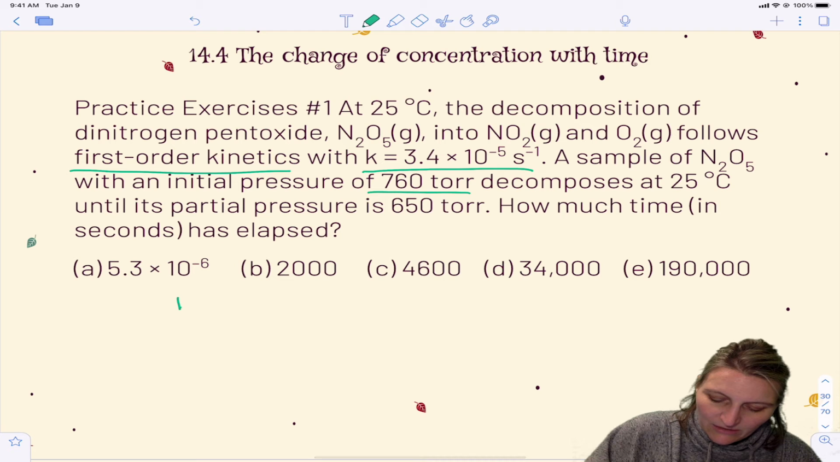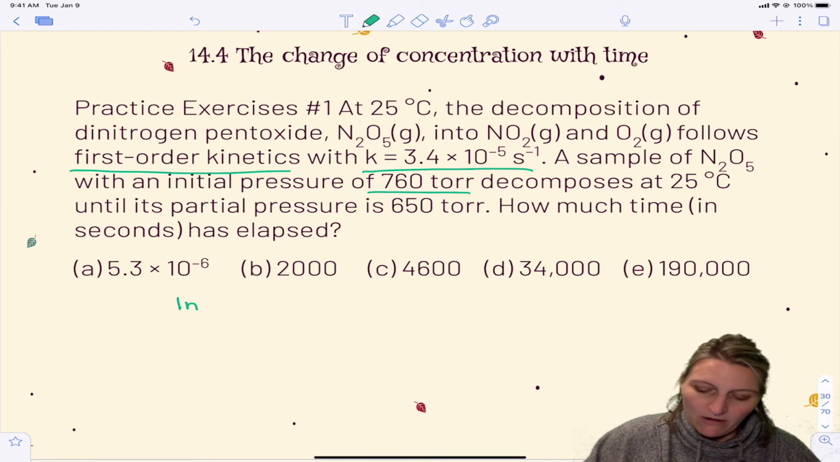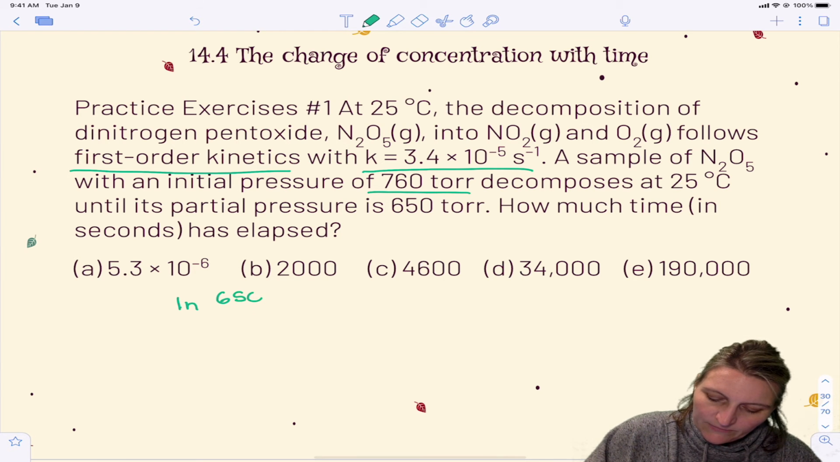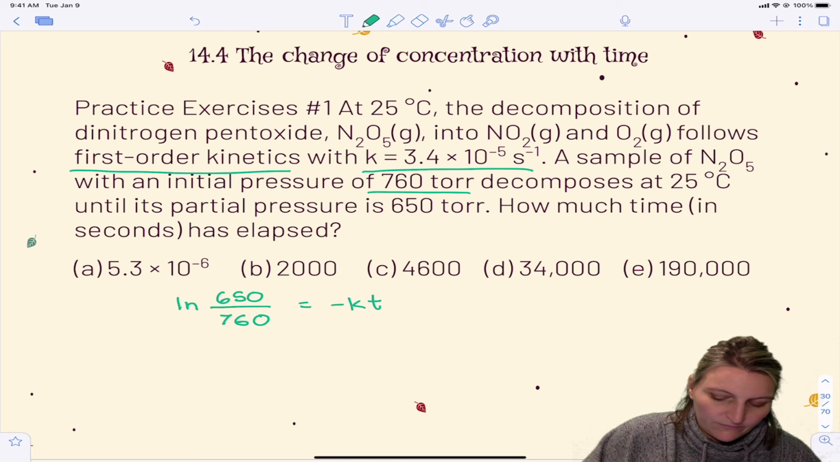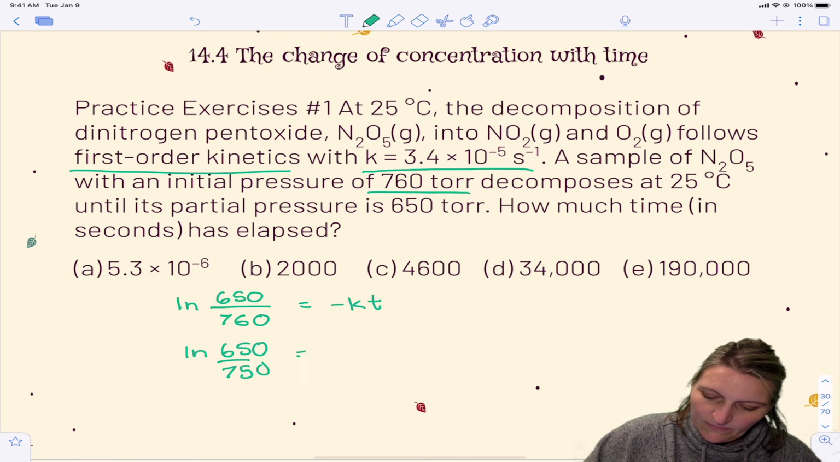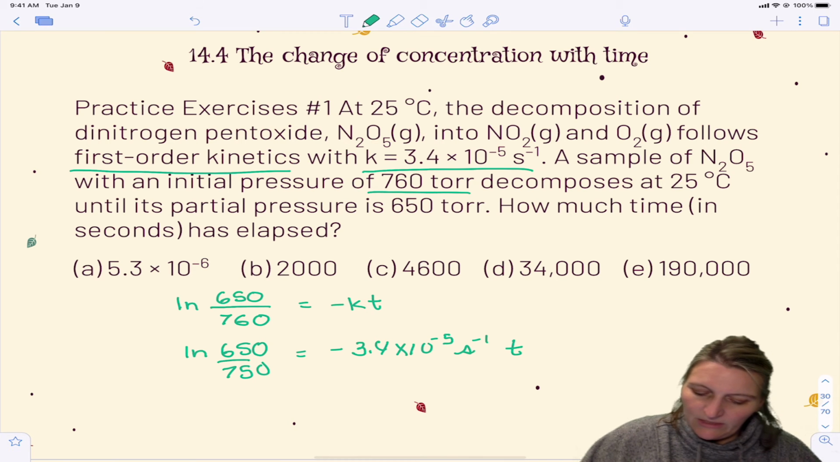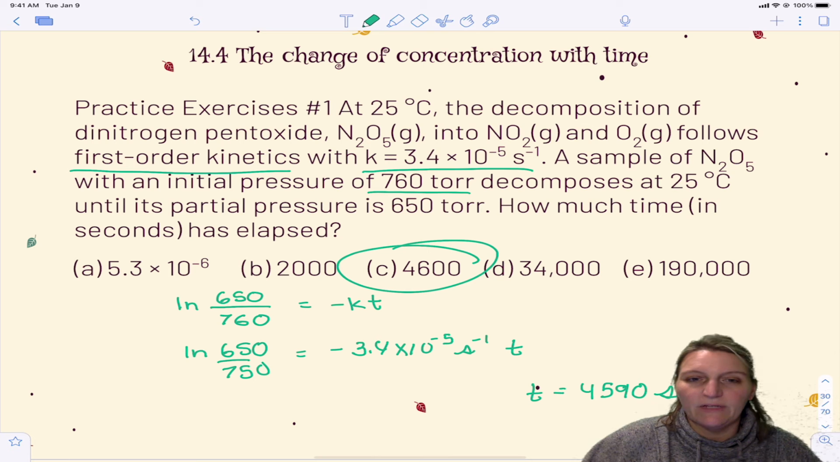So I'm going to use that second formula, right? The natural log of the new concentration over the starting concentration equals negative KT, right? The K we know is 3.4 times 10 to the negative 5 inverse seconds times T. Solve for T. T equals 4,598 seconds, or answer choice C.